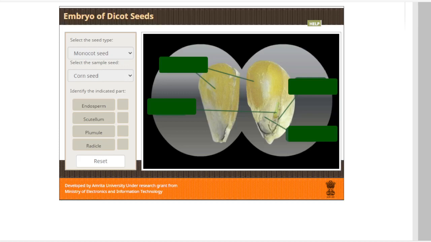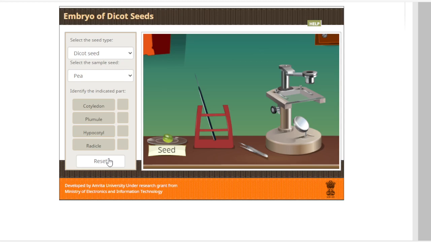So well, let's start with a monocot now, right? So we're going to check out this simulation with monocot seeds. पहले हम लोग कॉर्न सीड से शुरू करेंगे और कॉर्न सीड को जो है हम लोग बेसिकली माइक्रोस्कोप के अंदर देखेंगे, इसको डाइसेक्ट करके और उसके इन की पार्ट्स को हम पहचानेंगे.